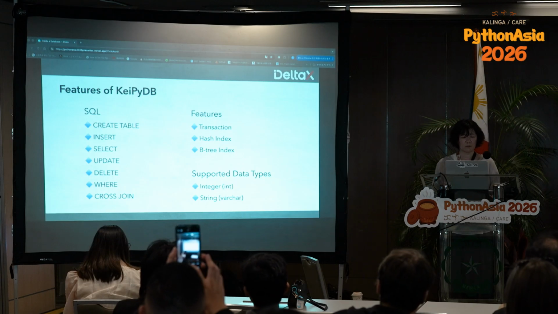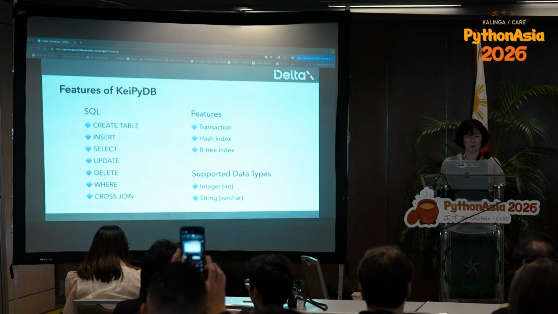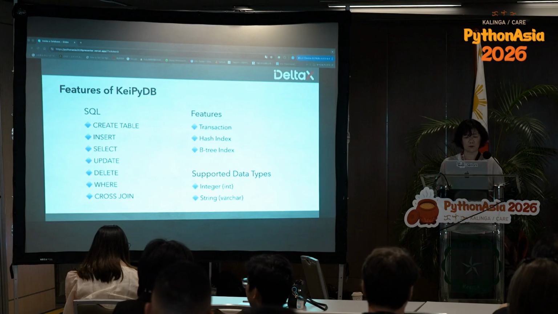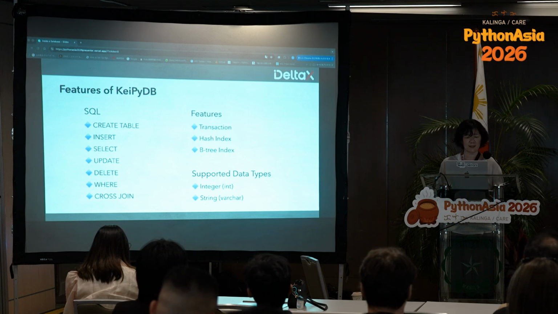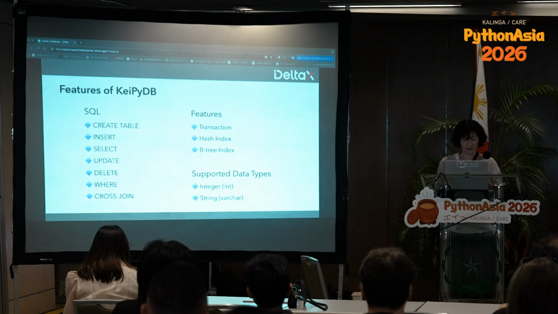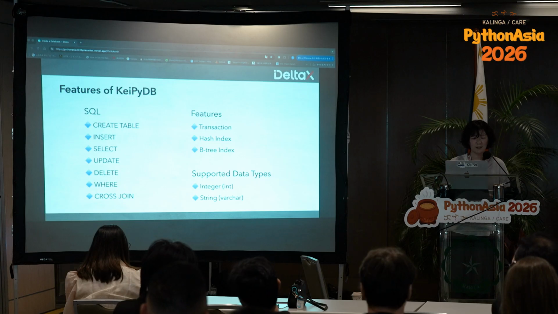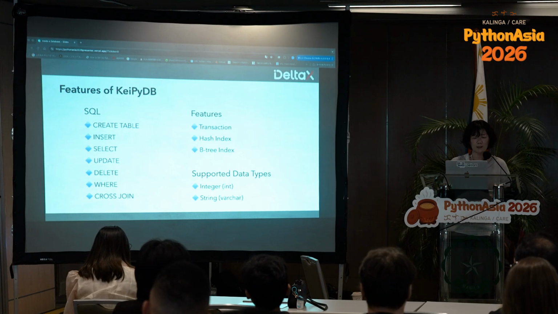Here are the features of kpydb. It supports basic SQL, enough to create tables, insert data, and query with conditions. It also has transactions and two types of indexes. The data types are integers and strings. It's a minimal RDBMS, but it has all the essential components.